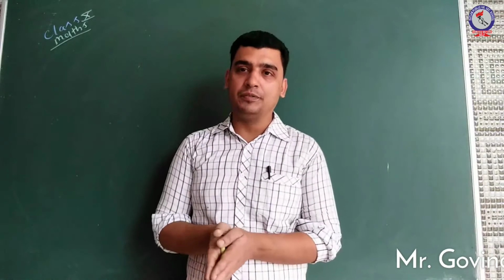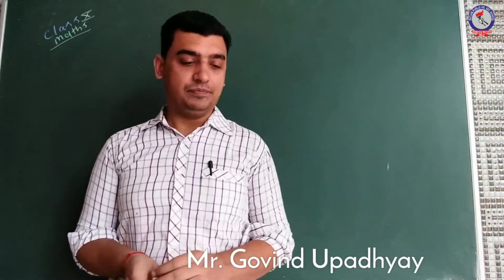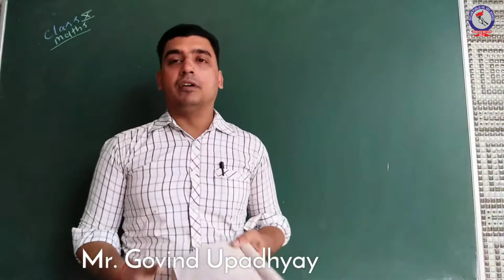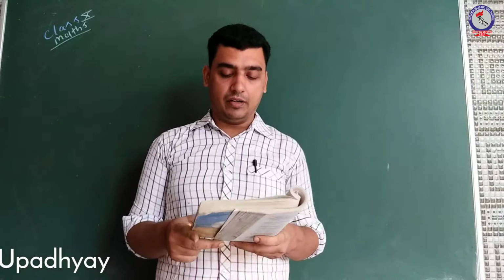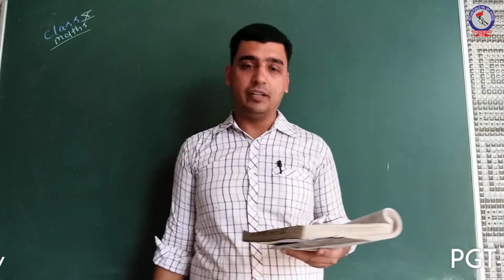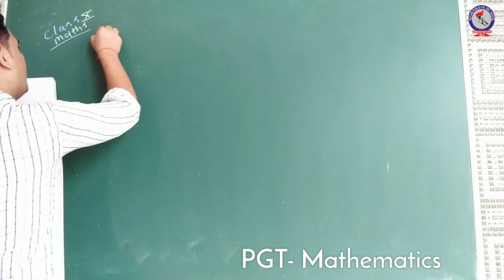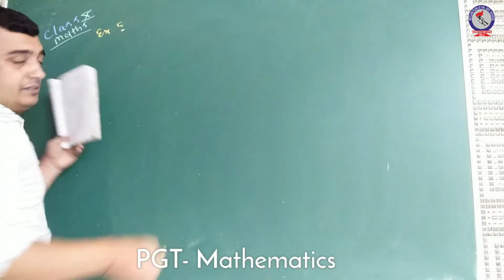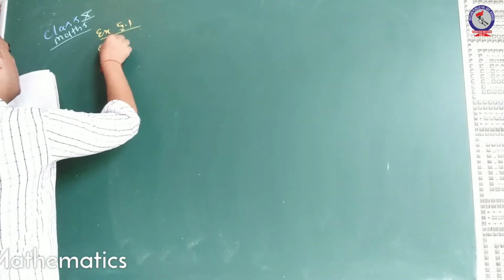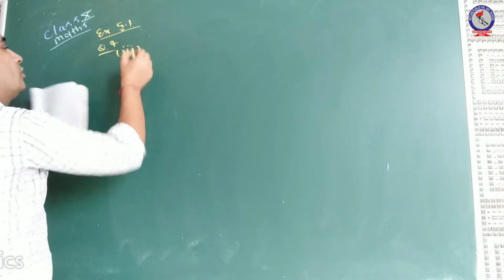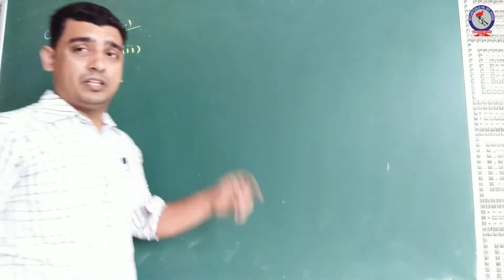In this lecture we will continue our chapter 5 of class 10, that is arithmetic progression. In the previous video we have completed till question number 3, and question number 4 part first and second we have also completed. We start from question number 4 third part, exercise 5.1. For question number 4 part first and second you can check the previous video.